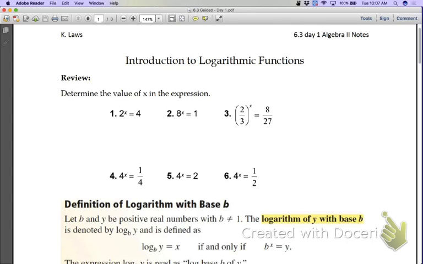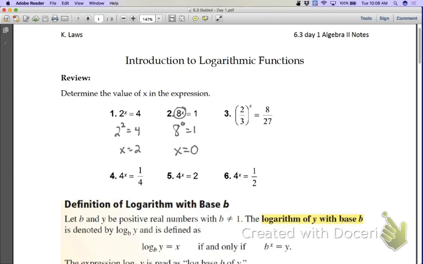Whenever we have, it says determine the value of x for the expression. So 2 to what power gives you 4? Second power. Okay, so 2 to the second gives me 4, so x would be equal to 4. Or excuse me, x would be equal to 2. Same way, 8 to what power gives you 1? Anything to what power gives you 1? There you go. So 8 to the 0 power gives you 1, so x would be equal to 0.